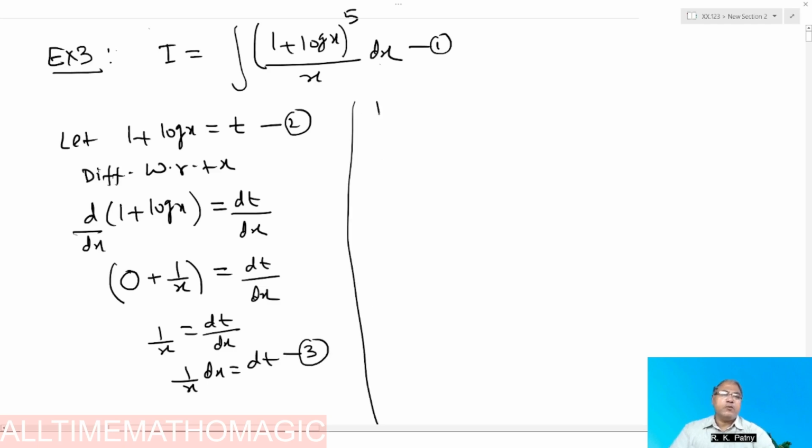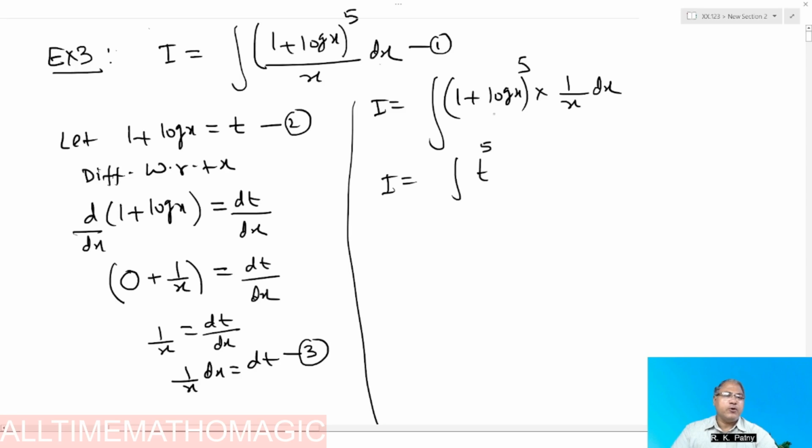Now the given problem can be written as I equals integration of 1 plus log x whole raised to 5 into 1 upon x dx. Now 1 upon x dx is nothing but dt, and 1 plus log x is equal to t. Therefore the given question is now converted into standard form by putting 1 plus log x equals t, so it becomes t raised to 5 dt. Now the given question has been standardized. We brought it into the standard form.